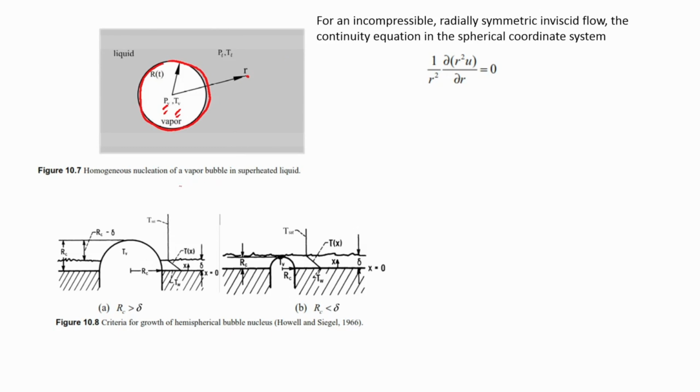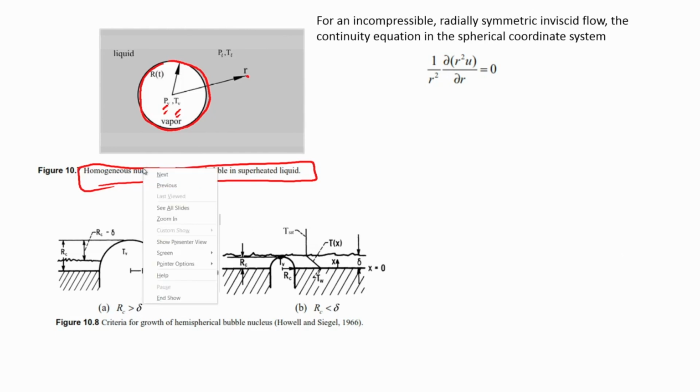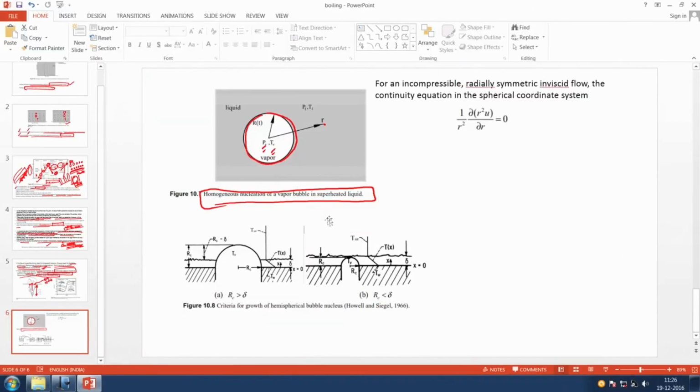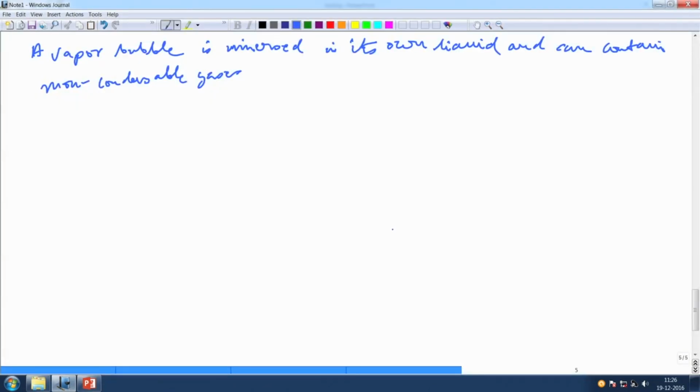So, this vapor bubble is growing, this is a homogeneous nucleation of the vapor bubble in a superheated liquid. So, that is the problem statement that we are dealing with: a homogeneous nucleation of a vapor bubble in a superheated liquid. That is what we are going to study in this particular problem, okay. And then we are going to see how other types of bubbles actually grow. So, now you understand. We are going to study this.